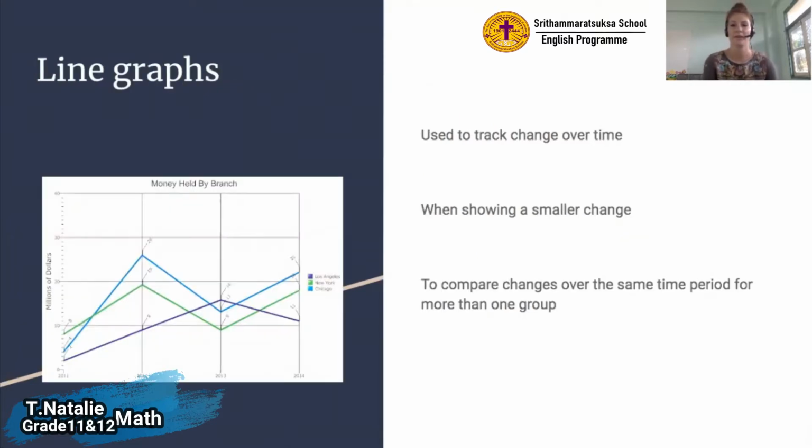A line graph is a great tool to track change over a long amount of time. It is also good at showing smaller changes. And they are most commonly used to compare change over the same period of time in more than one group.